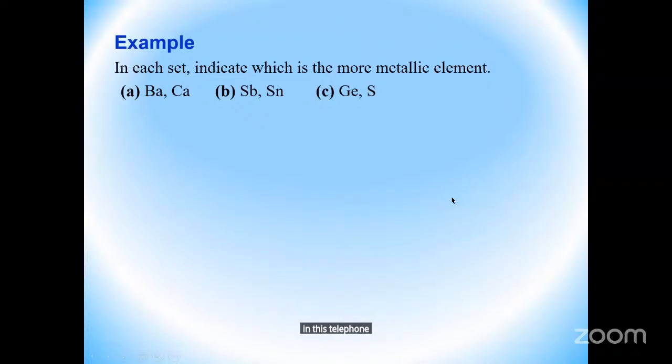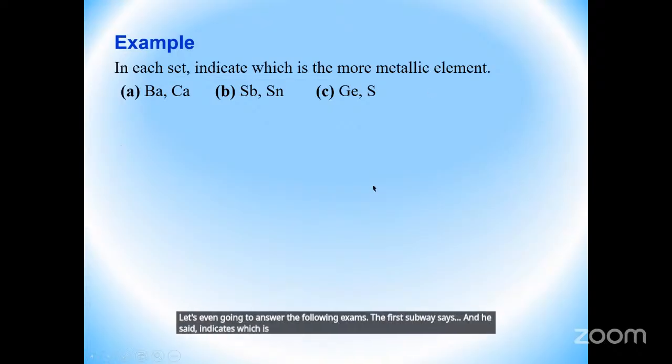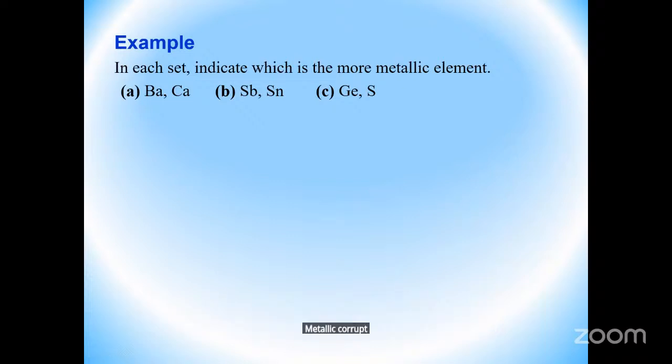So based on what we have covered, let's see if we can answer the following examples. The first of which says, in each set, indicate which is the more metallic element. So remember, metallic character increases going from right to left and increases going down any group. So in this case, we have barium and calcium. So which of these two, based on their relative positions in the periodic table, which of these two would you expect to be the more metallic element?